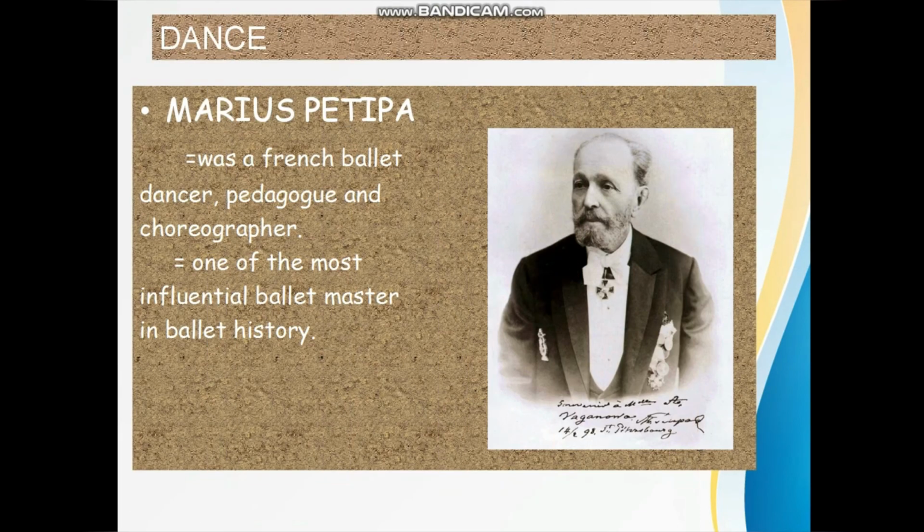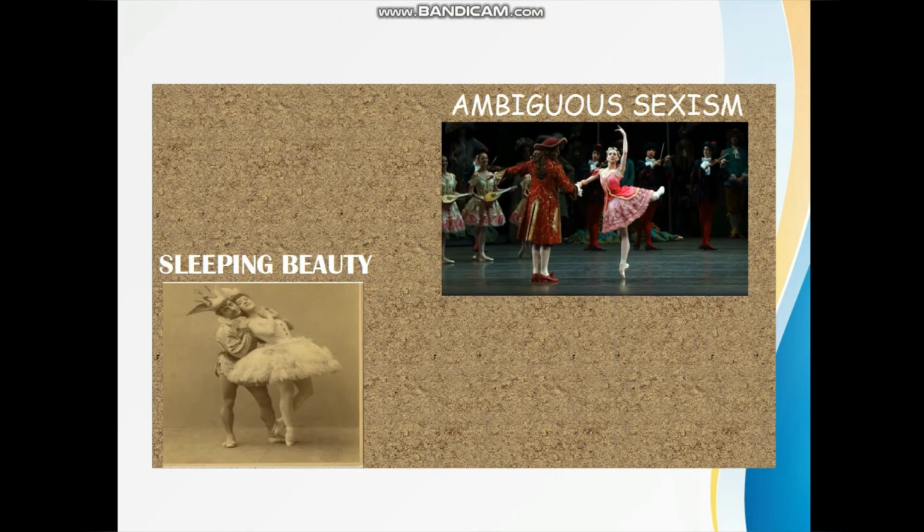Next is dance. Dance in Impressionism. Marius Petipa was a French ballet dancer and choreographer, and he is one of the most influential ballet masters in ballet history. Some examples of his dance are Don Quixote and Sleeping Beauty.